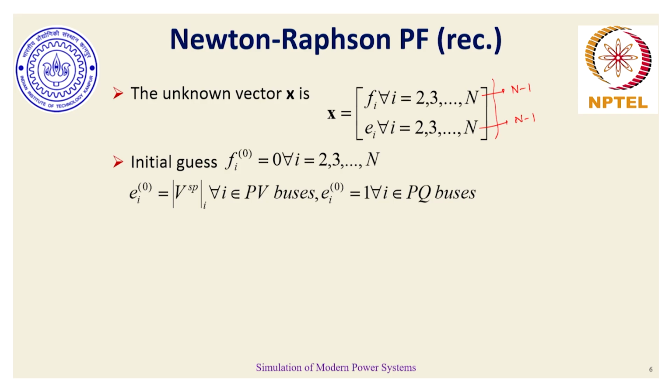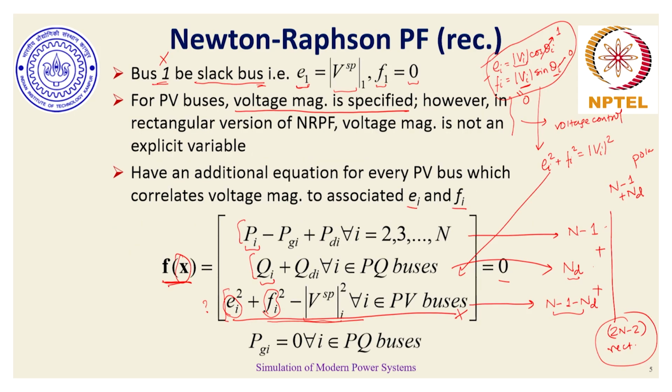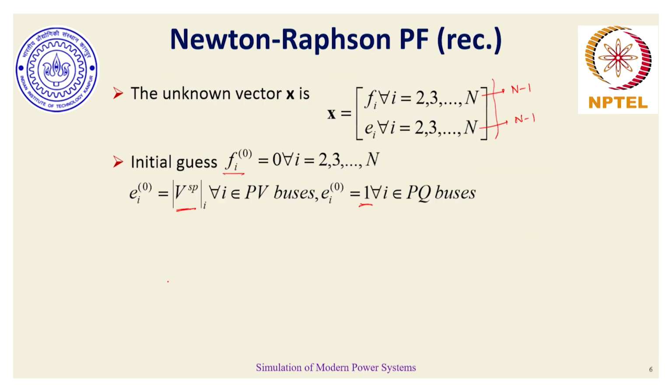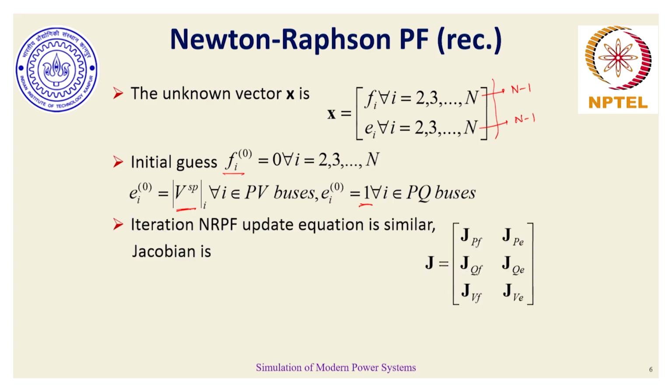Like in the Gauss-Seidel and Newton-Raphson versions of polar coordinates, we can easily start with a flat start of voltage, wherein all my imaginary parts of voltages would be 0, and the corresponding real parts for PQ buses can be chosen as 1, and for the other PV buses they can be set at their specified voltage magnitude. Once these initial choices are known, I can find what f of x0 is, and if f is 2n-2 and x is 2n-2, it's obvious that J would also be a 2n-2 cross 2n-2 matrix with 6 submatrices.